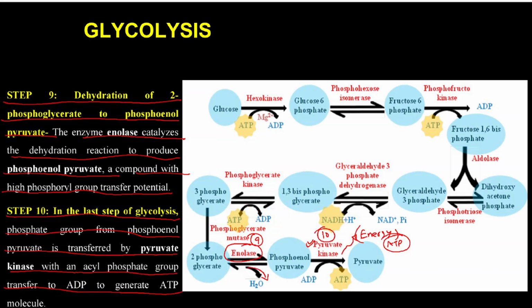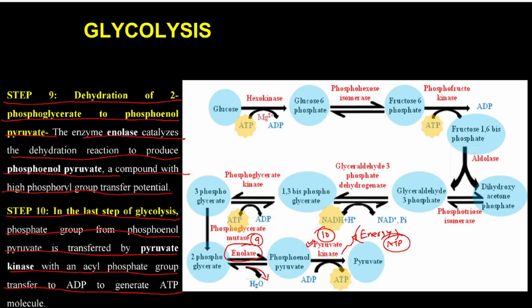Next what happens is the dehydration of 2-phosphoglycerate to phosphoenol pyruvate. The enzyme involved is enolase. An enolic reaction is happening here, so the enzyme involved is enolase. The enzyme enolase catalyzes the dehydration reaction to produce phosphoenol pyruvate, a compound with high phosphoryl group transfer potential. This phosphoenol pyruvate has more potential to transfer its phosphate group than 2-phosphoglycerate.